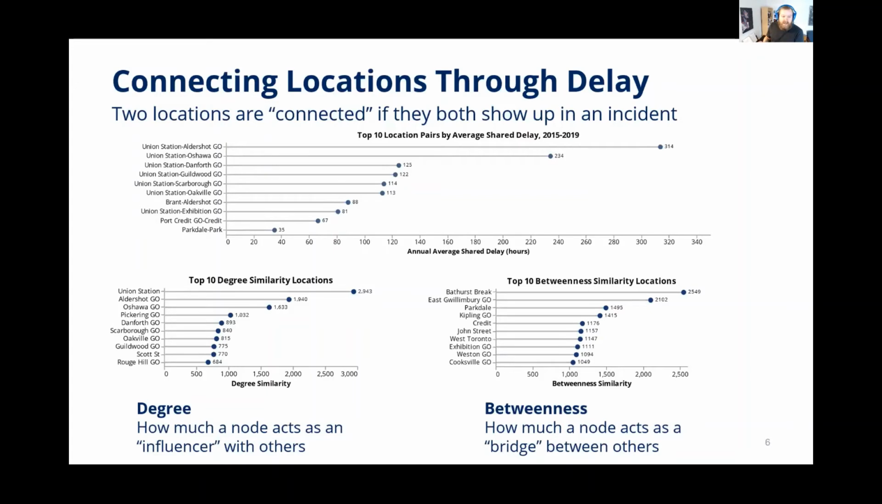Another interesting one is betweenness similarity. Betweenness similarity looks at basically how much a node acts as a go-between between two other nodes, so as a bridge, so to speak. And so here you can see locations that are often in the middle of a delay. So they're involved in a delay, but they may not be where the delay starts or ends. So it just lets you paint a picture of your network a little bit and how delays work on it.